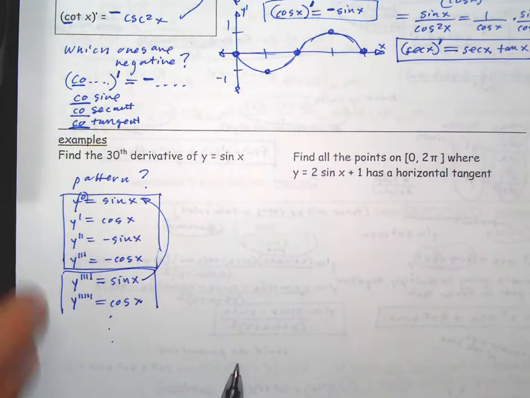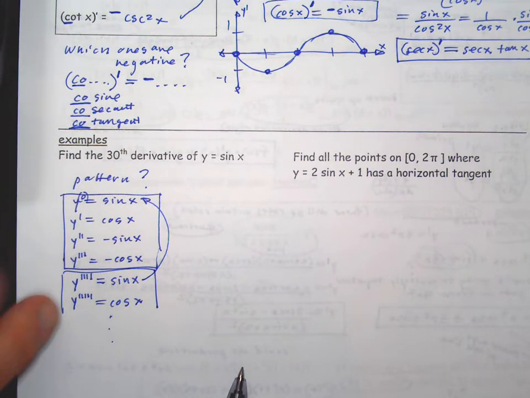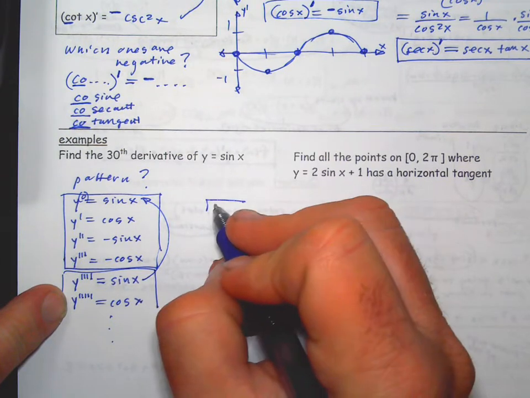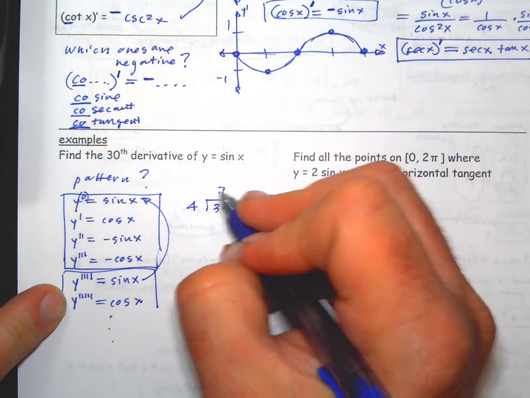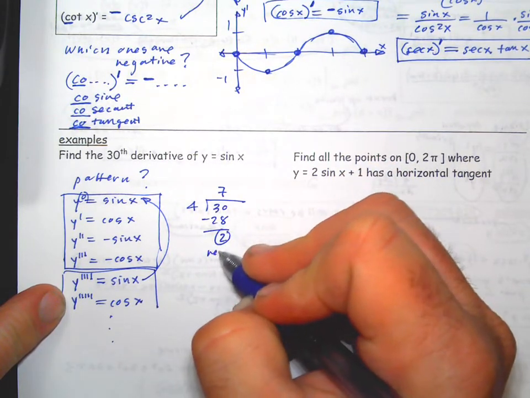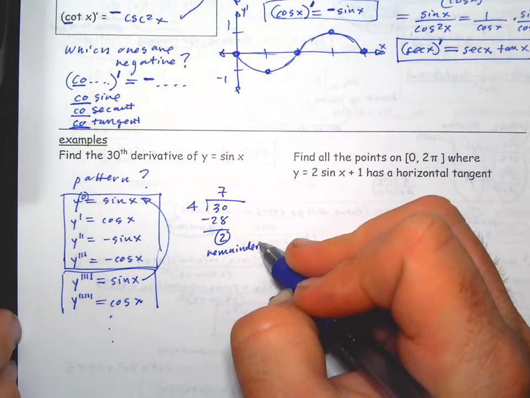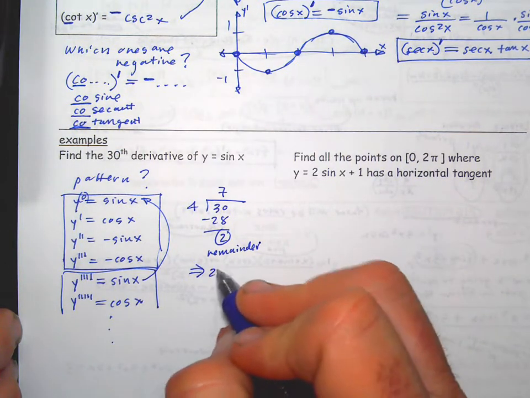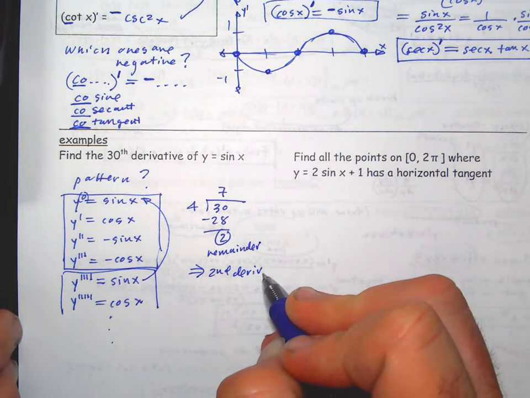Because what we want to do now is take out all the even groups of 4, because they each start you back at the beginning, and just figure out what's left afterwards. So we're going to do a little division here. 30 derivatives, take all the groups of 4 out. That would be 7 of them. And there would be 2 left. This is the remainder. And this is really what's important in this pattern. Because a remainder of 2 means it's going to be the same as the second derivative. The 30th derivative is the same as the second derivative.